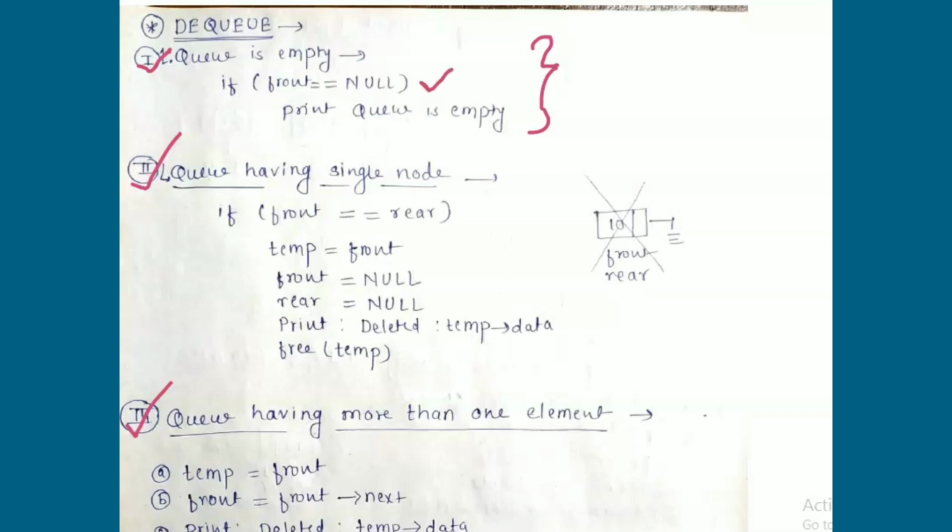So if front is equal to null, we can say that your linear queue is empty and it is not possible for us to perform a dequeue operation.